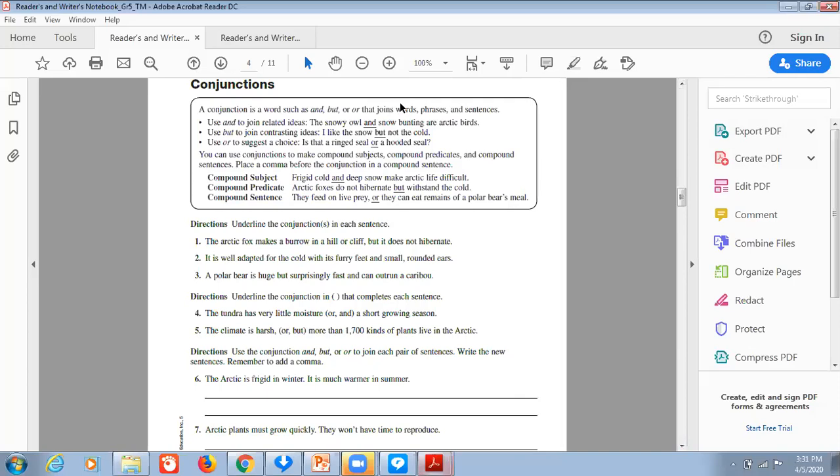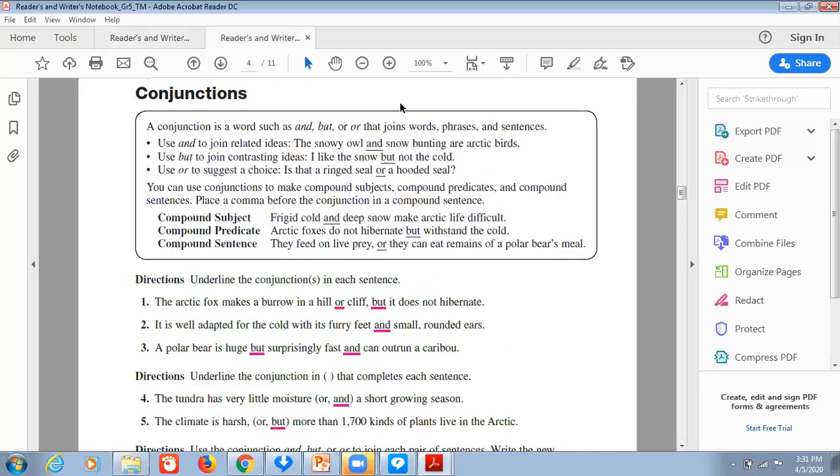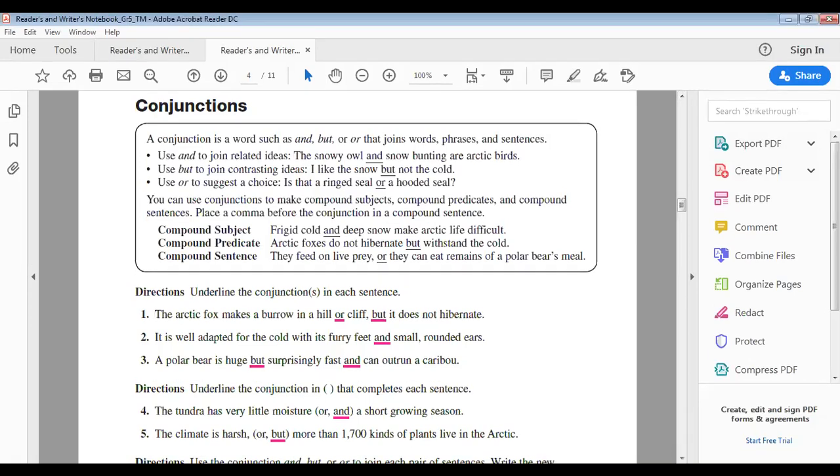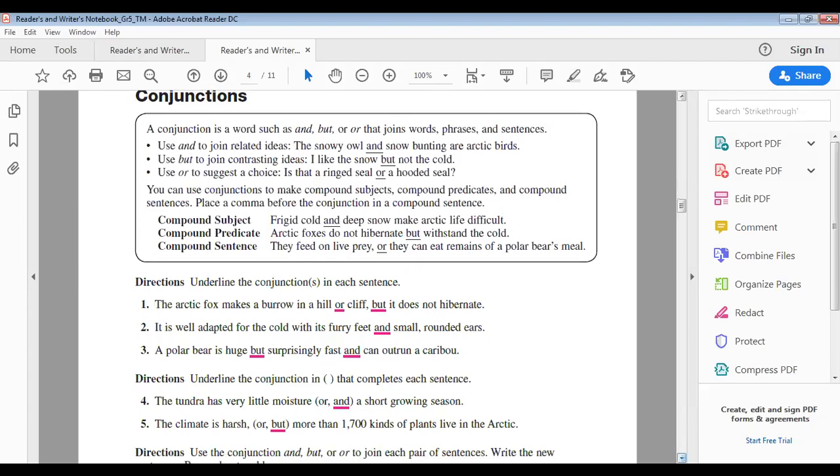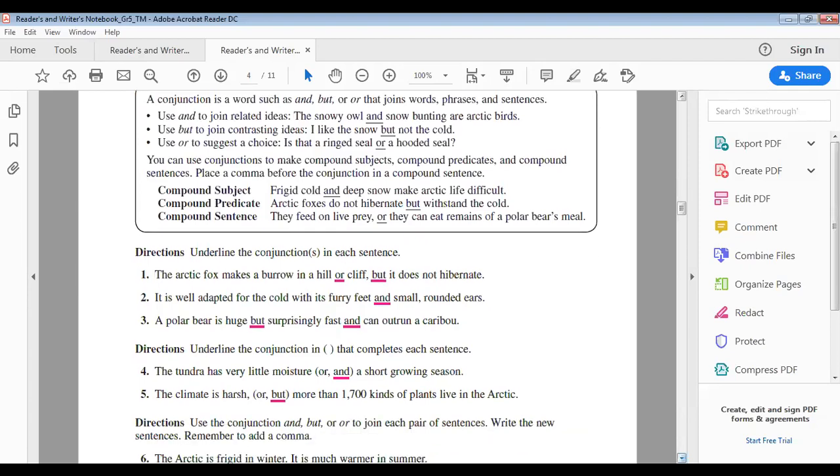I'll share the page again with the answers. Right, so the conjunction in number 1 will be "or." You have 2, "or" and "but." In number 2, the conjunction is "and," joining the two ideas. Number 3, we have "but" and "and."